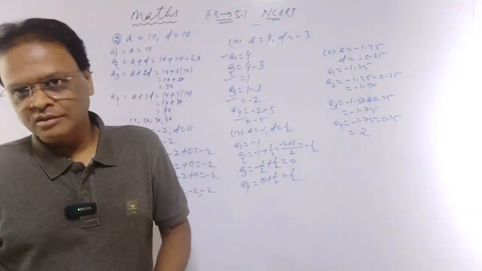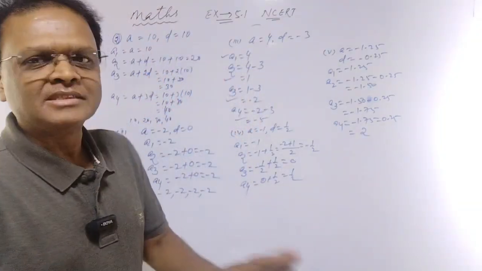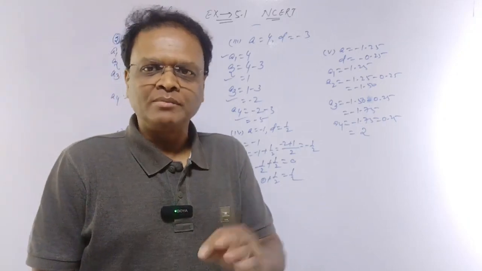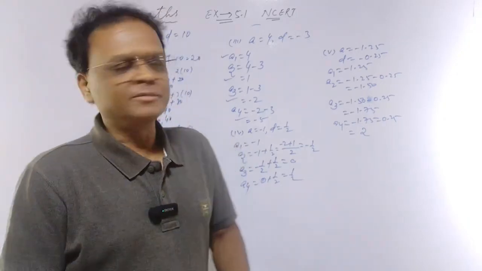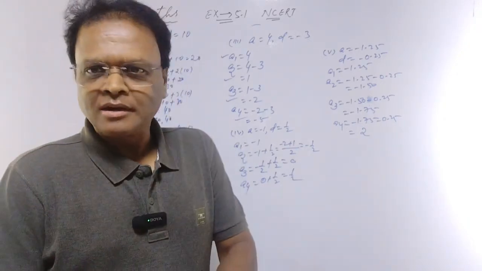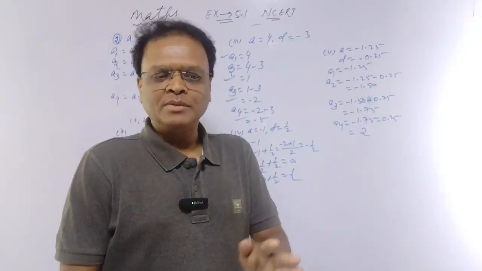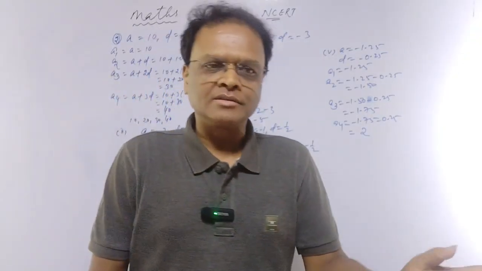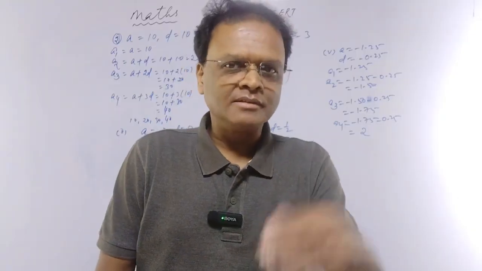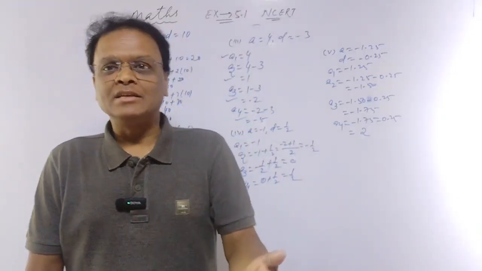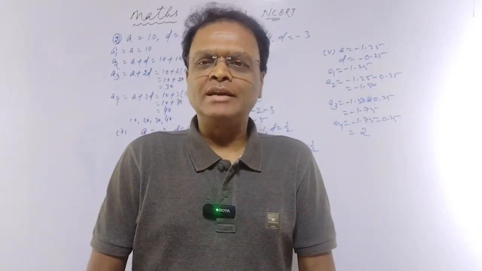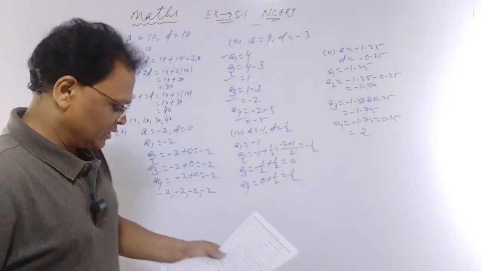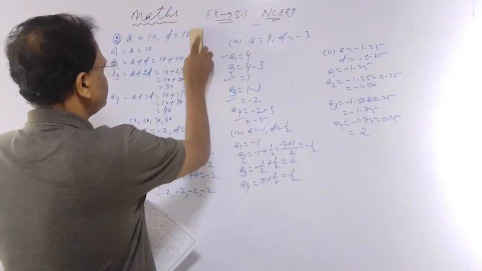Question number 2 finished. Now question number 3. It's very simple. Nothing is there. Only remember the formula, put the formula, get the answer. That's all. There is nothing in it. You only have to remember the formula. The formula is also very simple. The general formula is an equals a plus (n minus 1) d. From it you can find any term you want. Second term a plus d, third term a plus 2d, 10th term a plus 9d. Just reduce one number. Now question number 3.